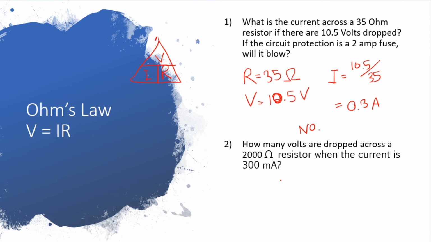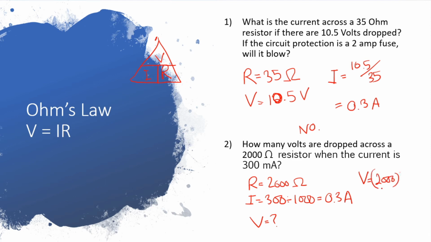Okay, let's look at our second one. This time we have a resistance. We have a current, 300 milliamps, but I'm going to divide it by 1,000 to change it to amps. Keep the base unit when you do this, so 0.3 amps. Okay, and we're solving for a voltage. So looking at our triangle or formula sheets, we know that the voltage is going to be the resistance times the current, which is going to give you 600 volts. Done and done. These questions are pretty straightforward, so I'm expecting you to do well on them.